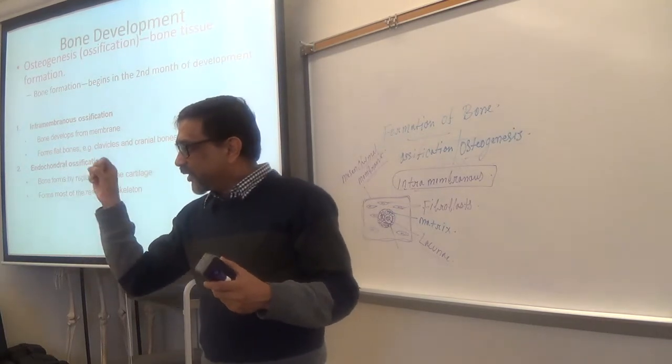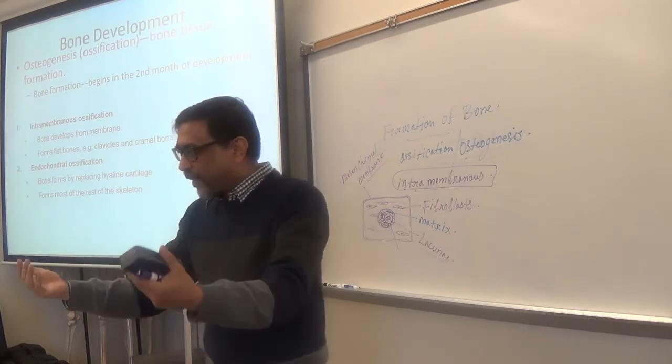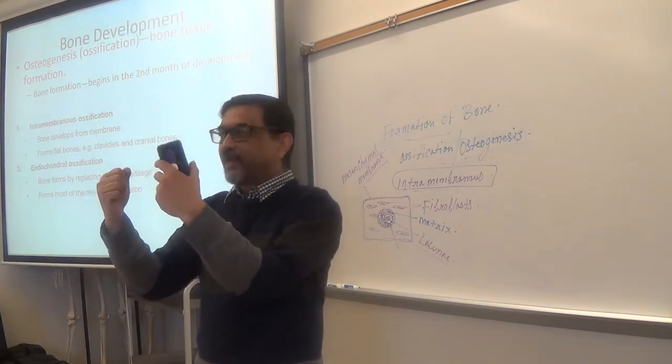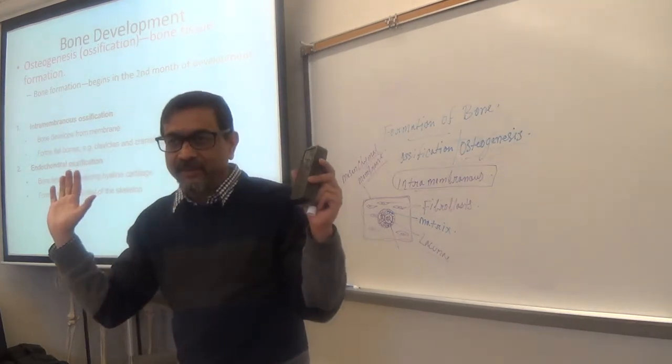And they will secrete matrix around them, right? And matrix will become hard. And the osteoblasts will get smaller, right? And will become osteocytes. Make sense?